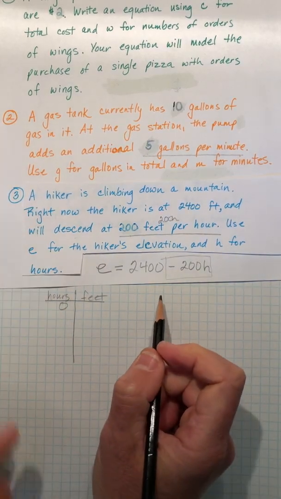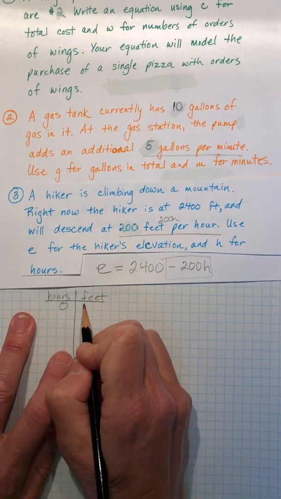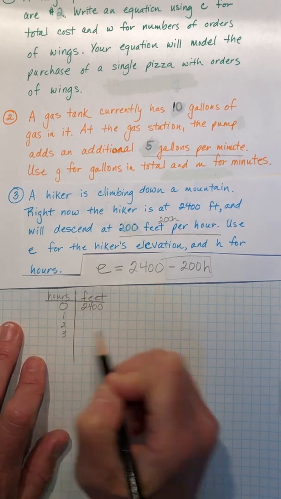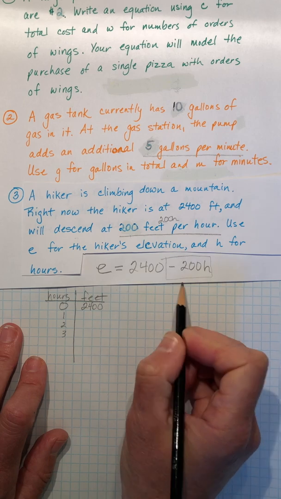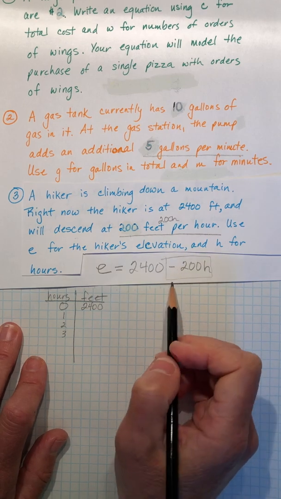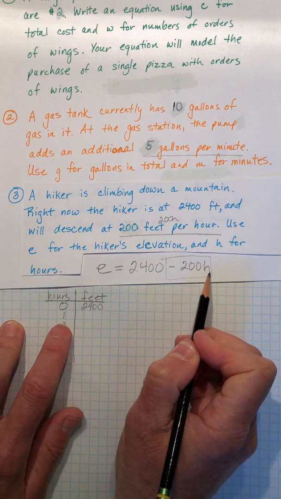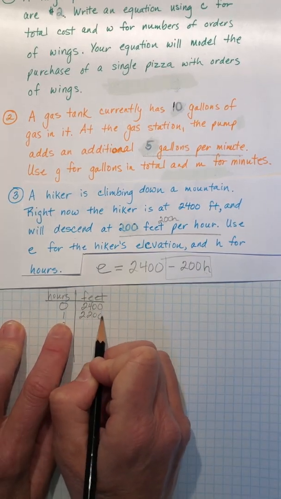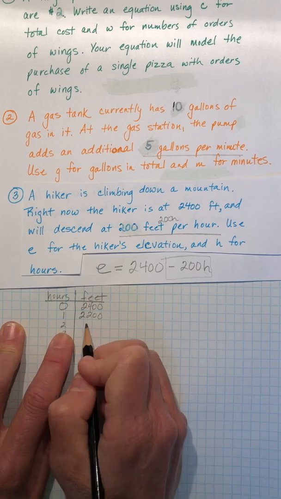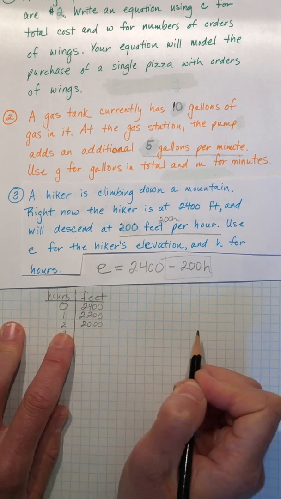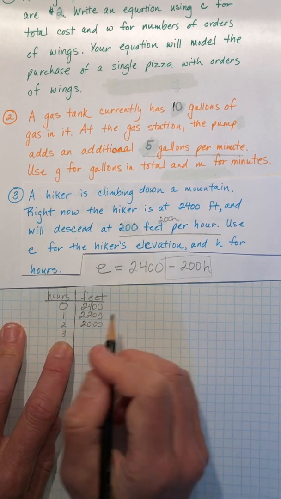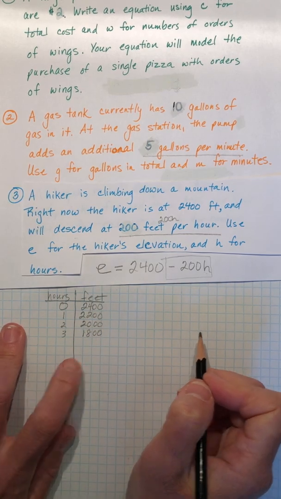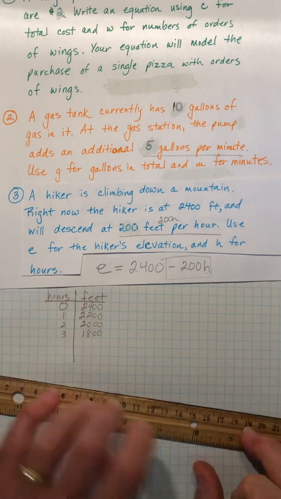At time 0, right now, the hiker is at 2,400. 1, 2, 3. So it's a negative rate of change. It's going down 200 per hour. So this is 2,400, then 2,200, just subtracting 200 each time. 2,000, 1,800, and so on. All right, let's do our graph.